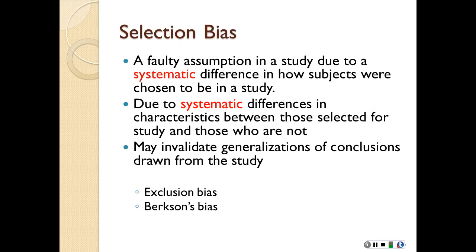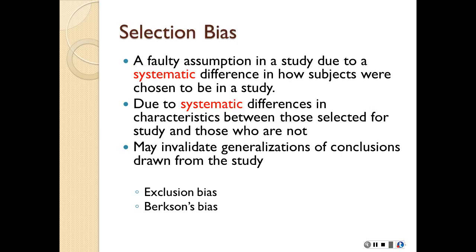So it can affect the internal validity of your study, so it can affect if you get the right answer in your study. Does your study come to the correct conclusion? But it can also affect the generalizability. That was the nursing example, right? When your study sample is not representative of the larger population. It's due to systematic differences. So remember, bias is always a systematic difference. It's a systematic error in the characteristics between those who get included in the study and those who do not. There are two main types that we really concern ourselves with: exclusion bias and Berkson's bias.